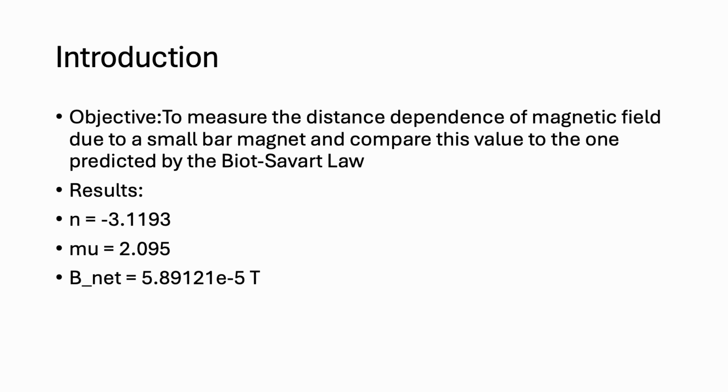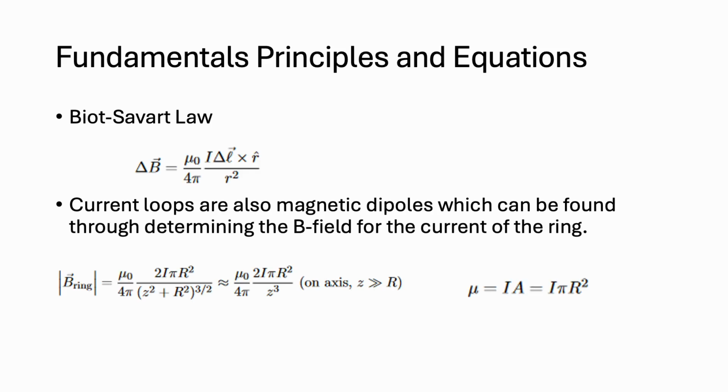For the results, we found that n was equal to negative 3.1193, mu was 2.1, and the net magnetic field was 5.89 times 10 to the negative fifth Teslas. Here's the Biot-Savart law, and we also have the equation for the magnetic field of a ring, and we also define mu.